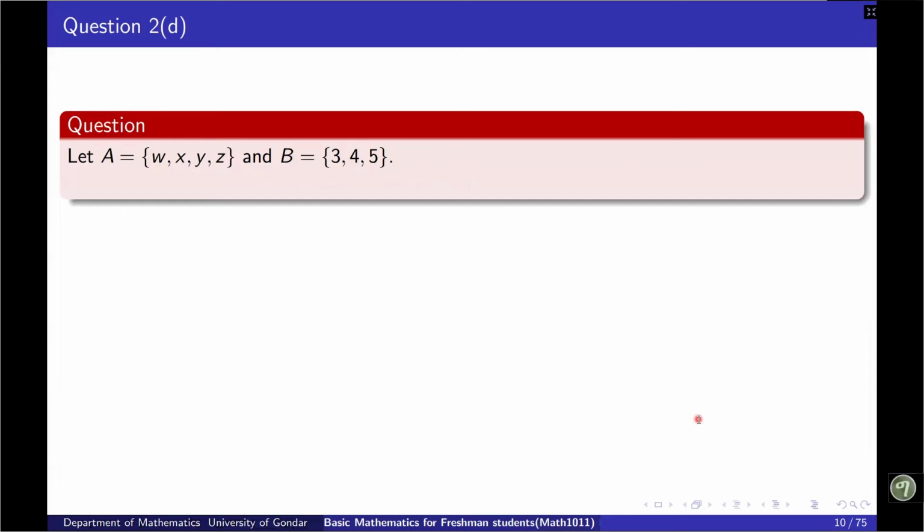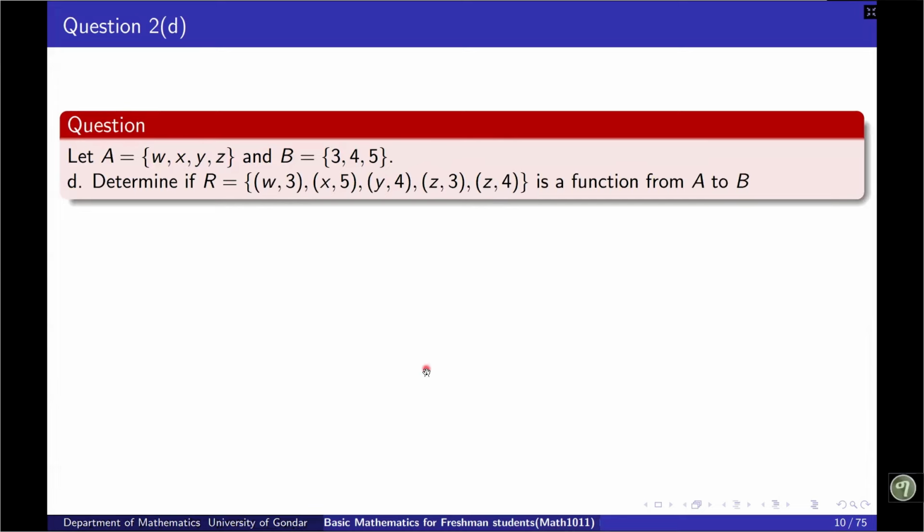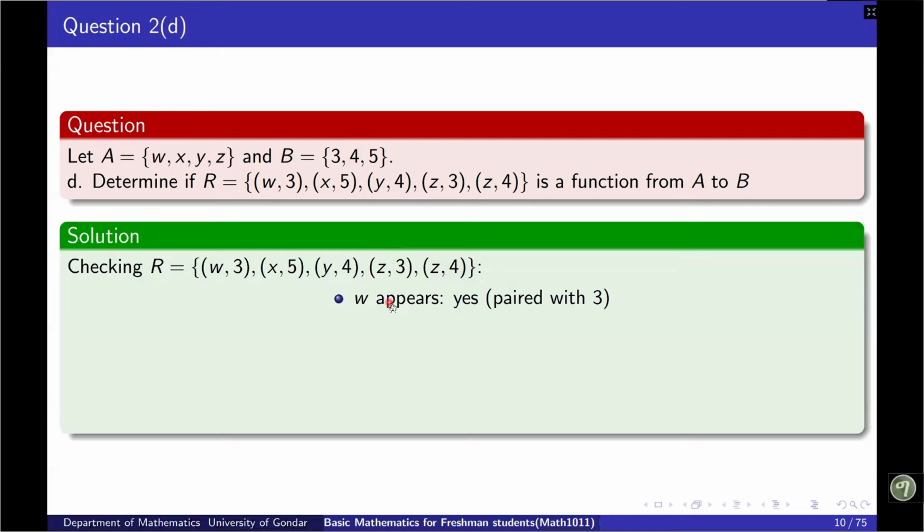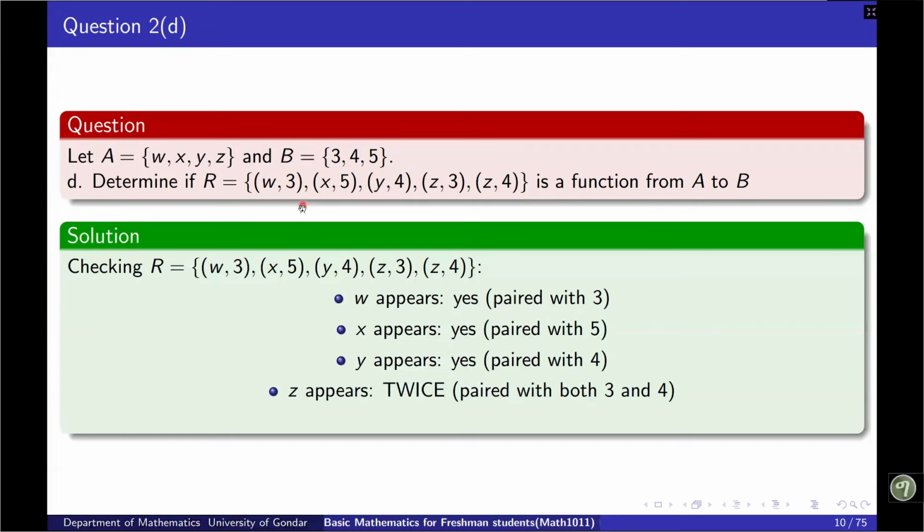The next one, let R be the relation given here, and we're asked to justify again whether it's a function from A to B or not. When we check this, W appears and is paired with 3, of course. X also appears and is paired with 5. Y also appears and is paired with 4. Z appears twice, paired with 3 and 4. Z is paired with 3. Z is paired with 4.